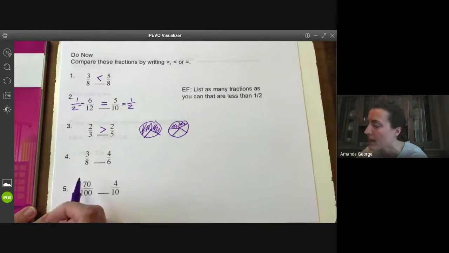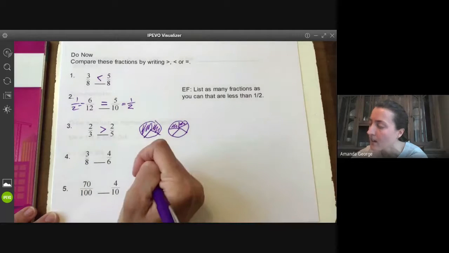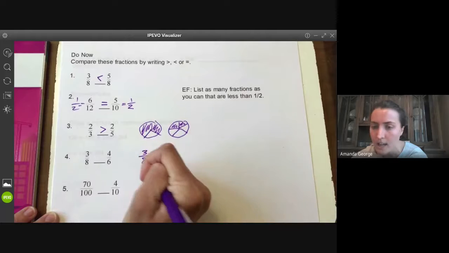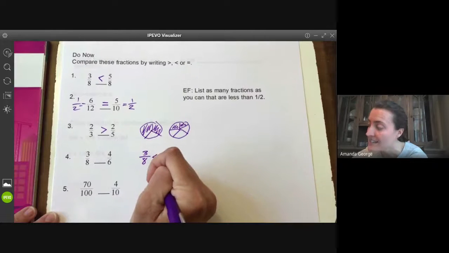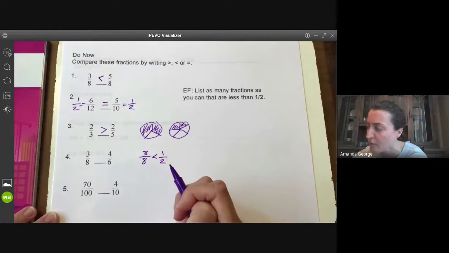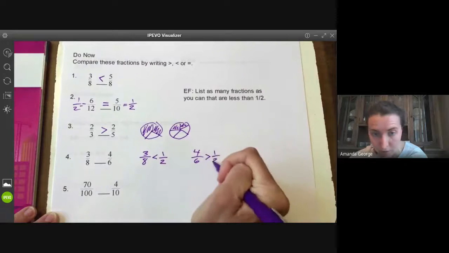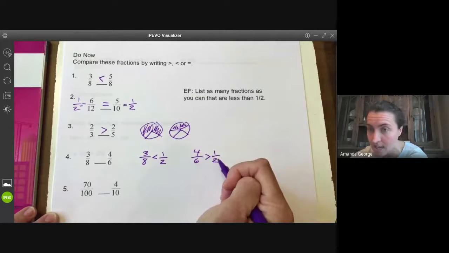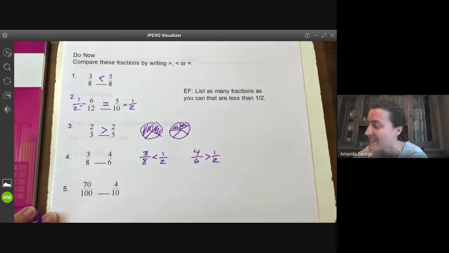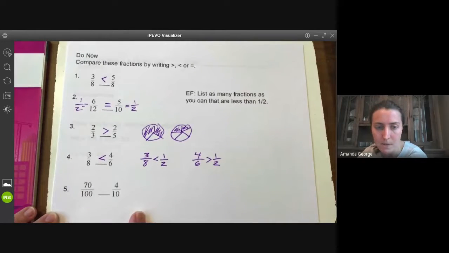Same here. You can make a quiet connection if you did this same way. When I looked at this one, 3/8 and 4/6, I saw right away, well, 3/8 is less than 1/2, right? Because 4/8 is exactly 1/2. And I knew 4/6, well, that's greater than 1/2 because 3/6 is exactly 1/2. Oh, I'm seeing some connections. Awesome. So that helped me really quickly know 4/6 must be greater.